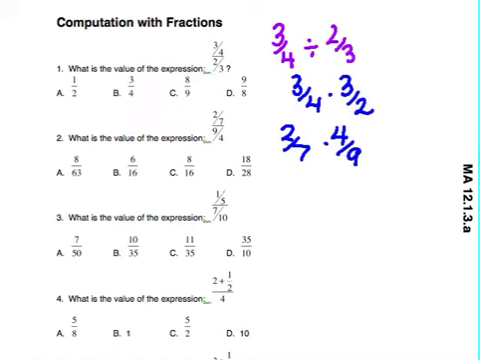What is the value of the expression 2 plus 1/2 over 4? 2 plus 1/2 all divided by 4.